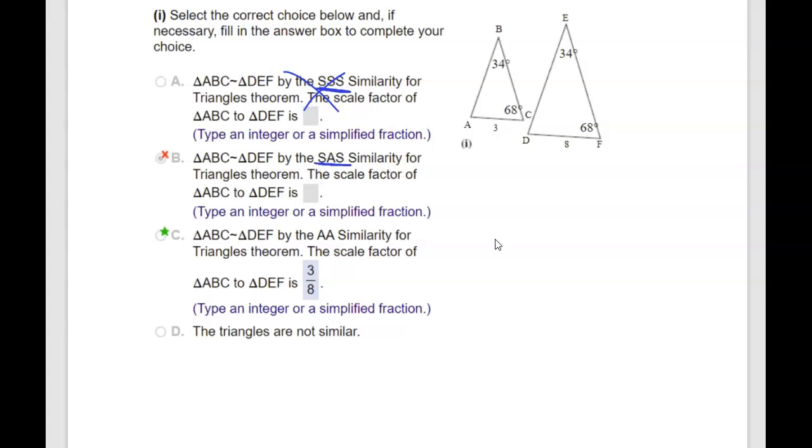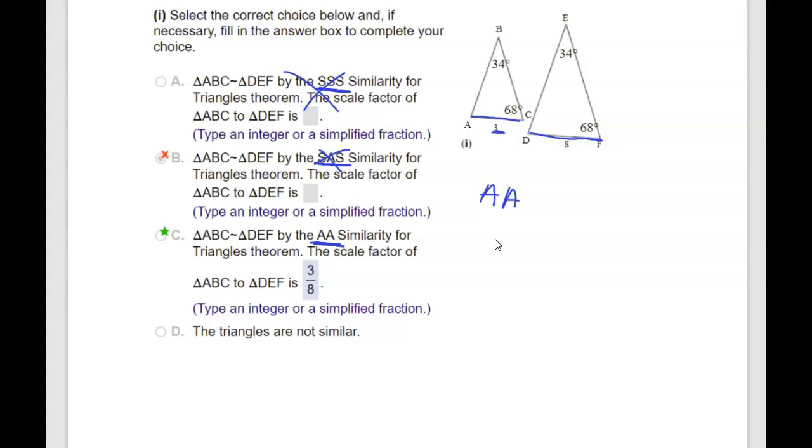Side angle side. It actually only gives me one side of each of the triangles, and those two sides are not congruent. They're not the same. Therefore, I cannot select side angle side. All that I am given that are congruent are 2 angles that are congruent. So all I could possibly select is angle angle.